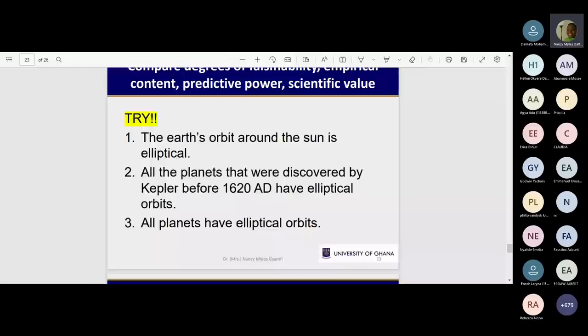But two has more content than one. Because one says the Earth. Two says the planets, so there may be 4, 5, 10, 100, but they can be counted. You can finish counting them. So both one and two are particular statements, but two has more empirical content than one. Now, example three is a universal generalization. If you were a scientist, which one would be more valuable to you and why?